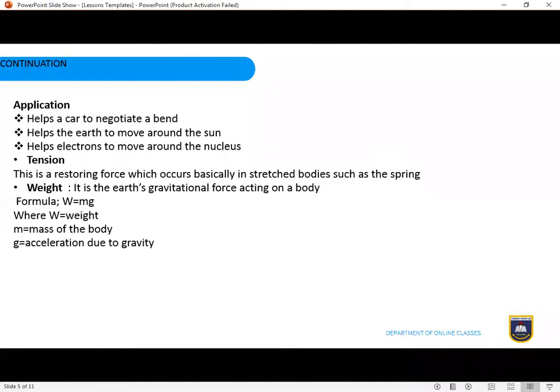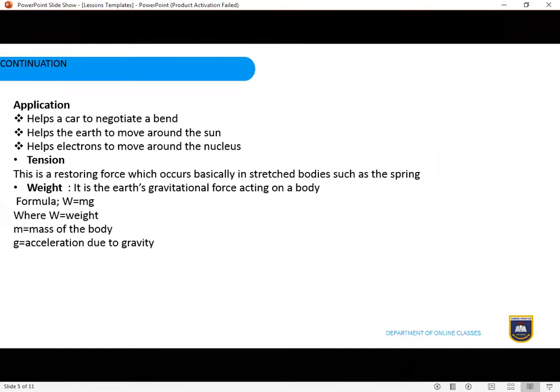And we have the weight. Weight is the Earth's gravitational force acting on a body. Someone will ask why the Earth is spherical in nature and we are still on it without falling. There is a force of gravity keeping us on the Earth's surface. And due to that force of gravity, there is going to be a weight.